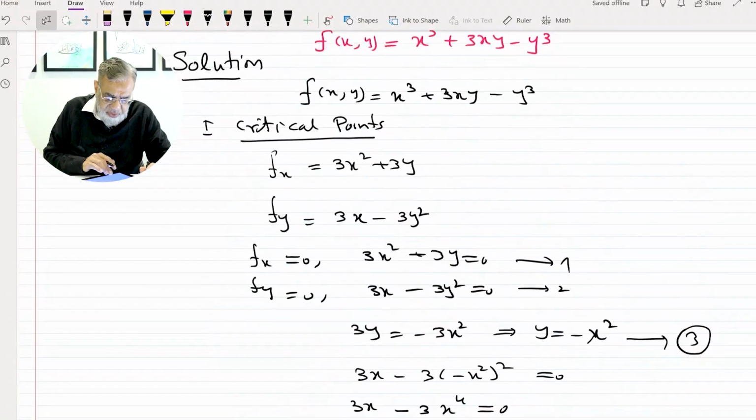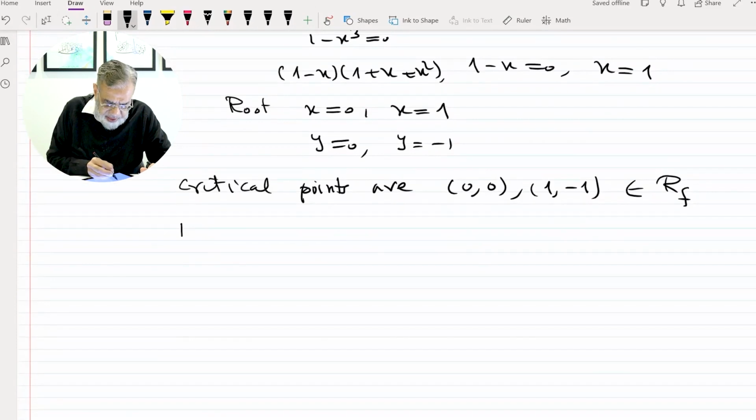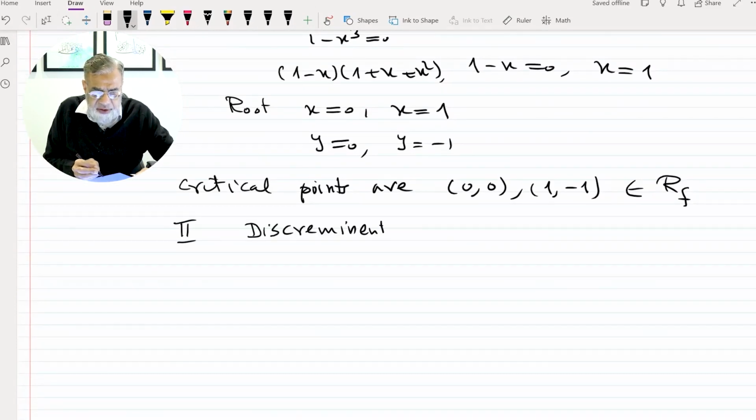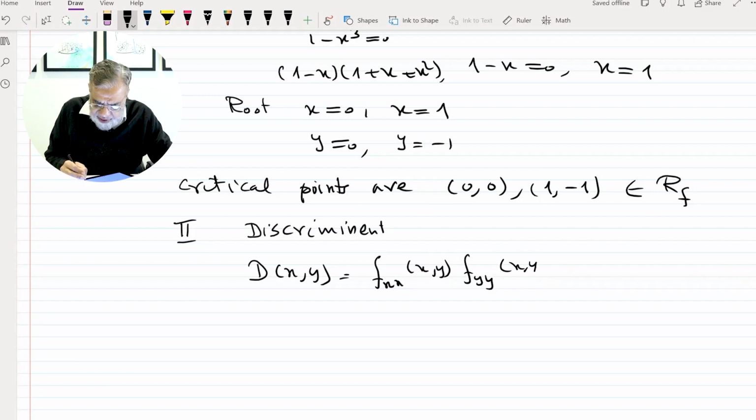Then we are having the step 2. Our step 2 is to find the discriminant. Here step 2 is we discuss the discriminant of the function. And to discuss the discriminant of the function, we are going to use our formula that we have developed: D(x,y) = f_xx(x,y) · f_yy(x,y) − (f_xy(x,y))^2.